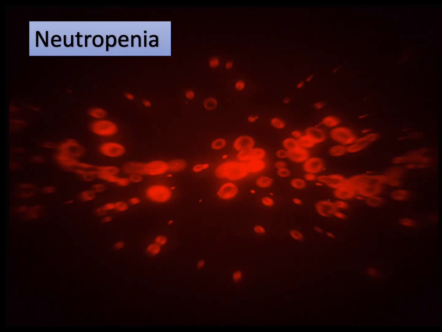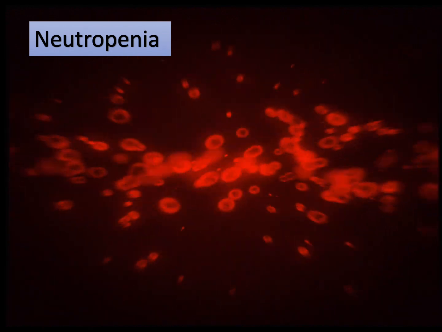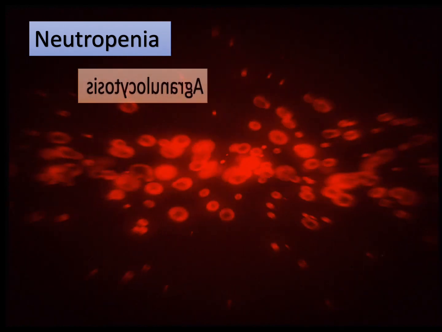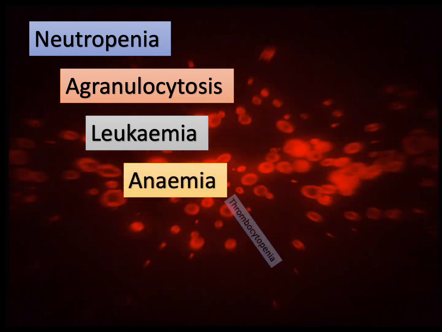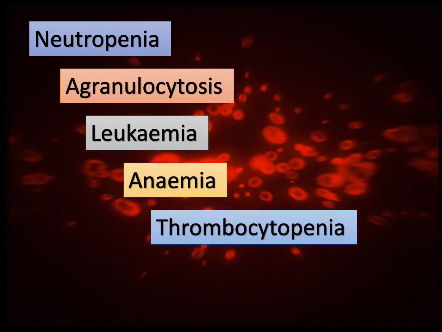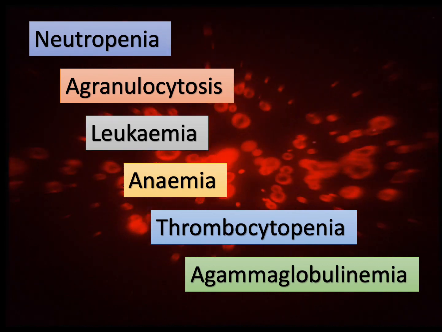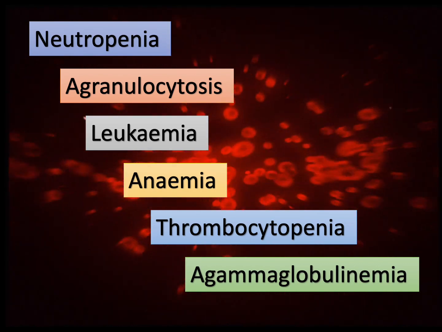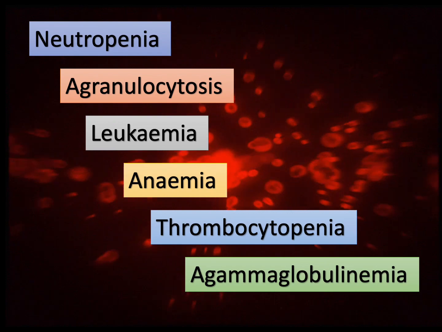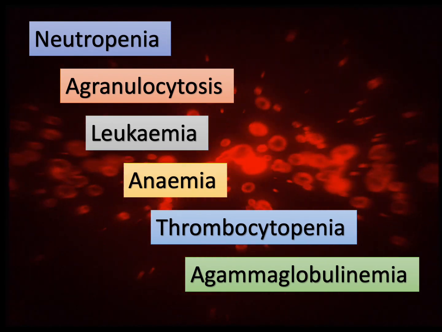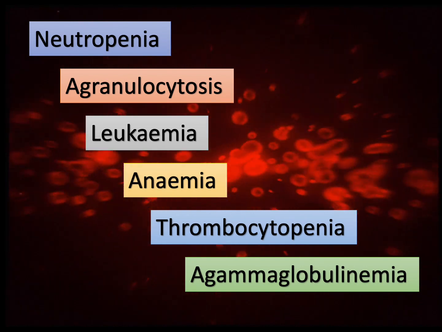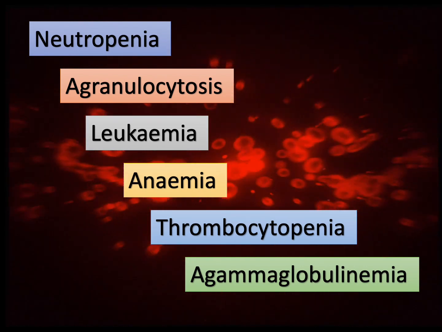The various hematologic disorders affecting periodontium are neutropenia, agranulocytosis, leukemia, anemia, thrombocytopenia and agammaglobulinemia. Agammaglobulinemia is the antibody deficiency disorder associated with periodontal disease.